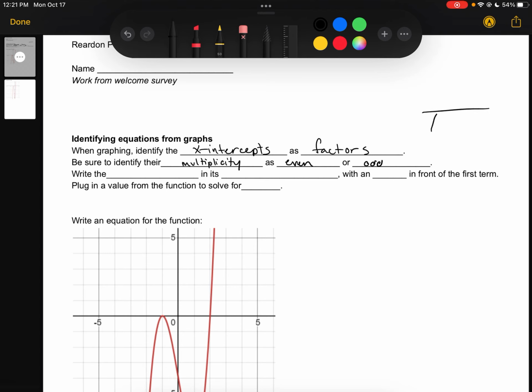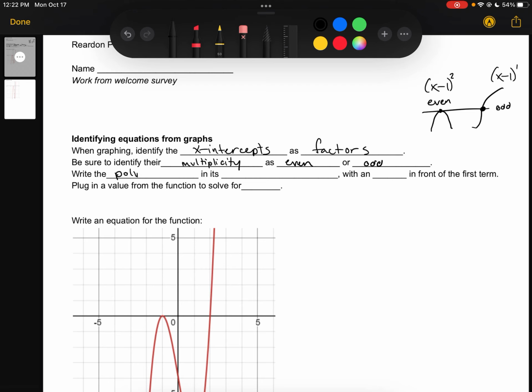So remember, we have two cases. The function either hits and goes back, which would be an even multiplicity. So if it was x minus 1, it would be to the second power or fourth power because that's even. The second option is if we go through, we would see it as an odd multiplicity, like x minus 1 to the first power, third power, or fifth power. Those are the two things we want to pay careful attention to.